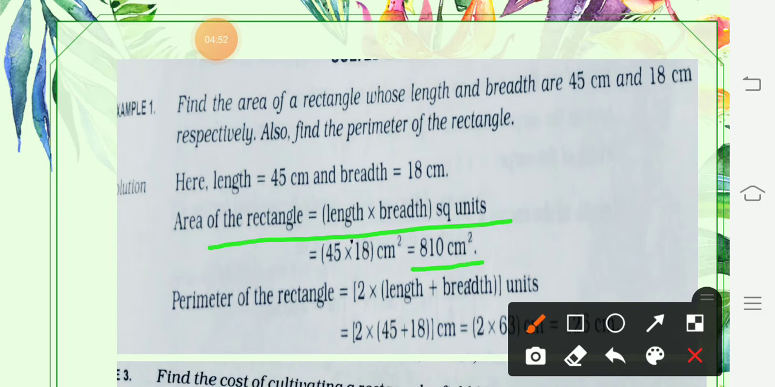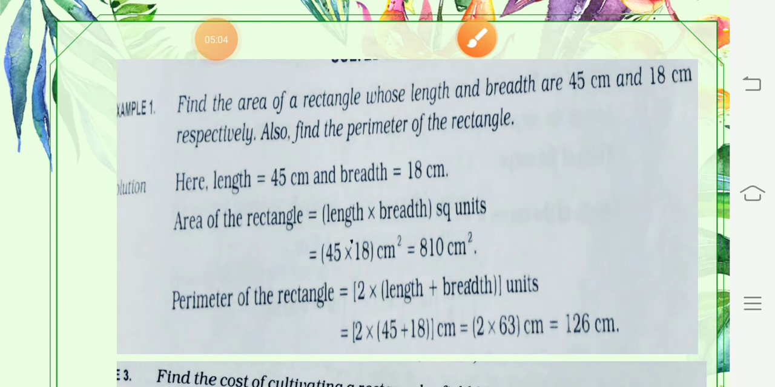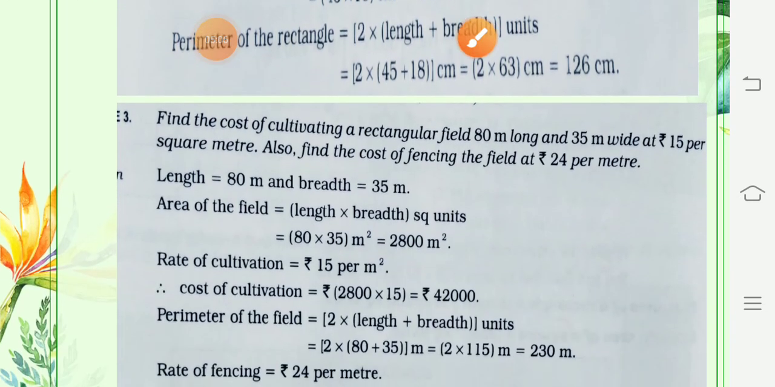That is the topic about the area. In this question, also find the perimeter of the rectangle. So the perimeter formula, 2 into length plus breadth, we have already studied. You can find out the perimeter with the help of this formula. So let's move to the next example.